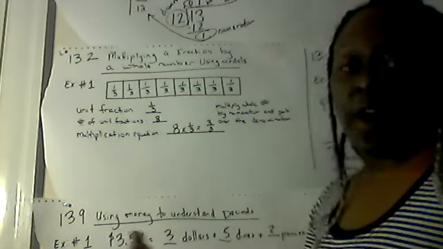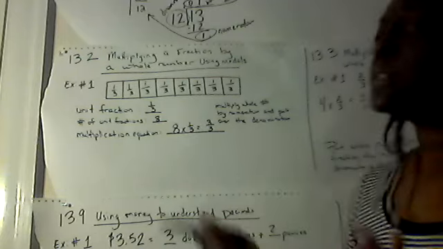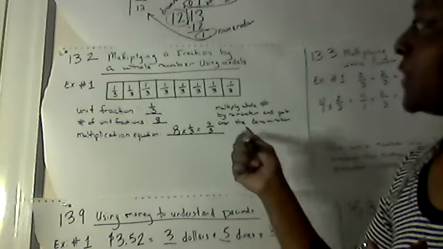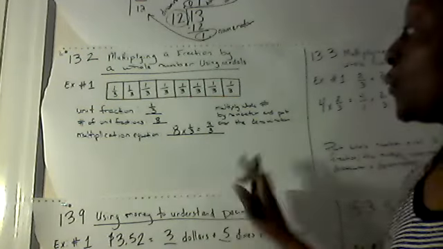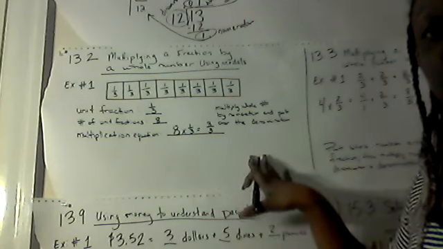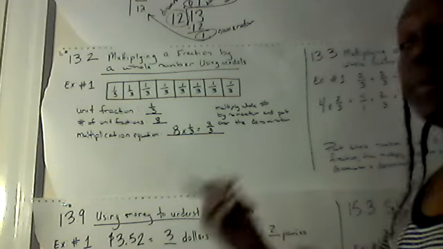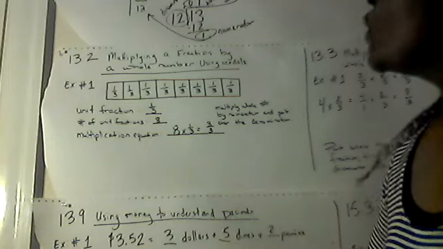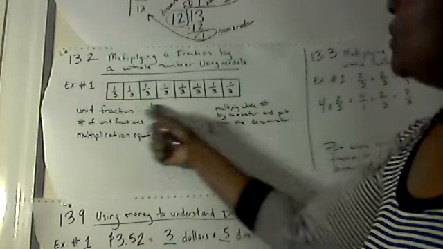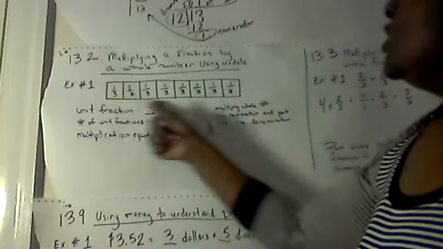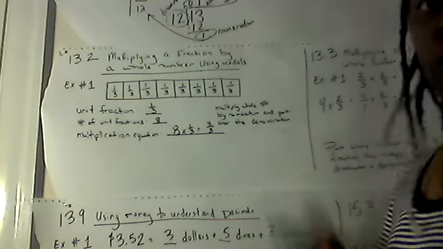So the next section that we're going to talk about is 13.2, which is the following page in the packet, and it is entitled Multiplying a Fraction by a Whole Number, and we're going to be using models. So what I did was I did example number 1 for this one, and I drew exactly what is on your page in your packet so you can see exactly where I'm getting these numbers from. So this is the model of a number of 1/3.